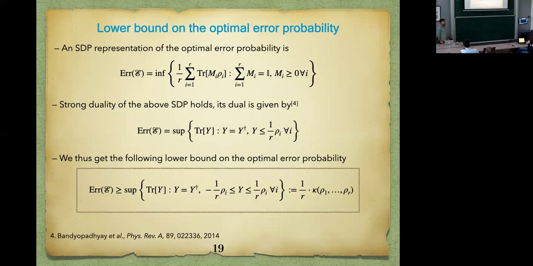Sorry, what was the definition of kappa? Oh, it's this with that normalization factor. So you take the supremum of the trace of Y, so just do that and you get kappa. That's it.